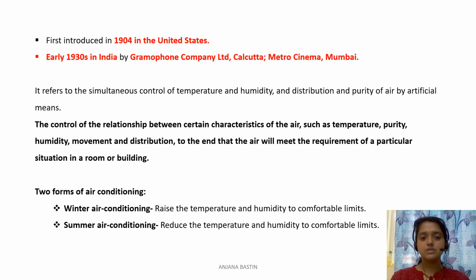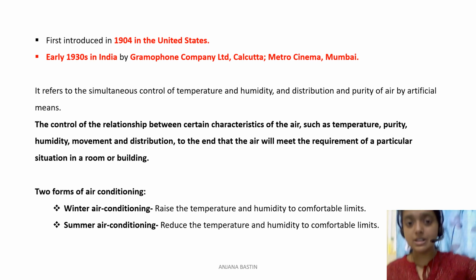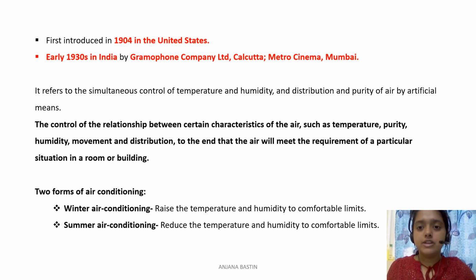Now, air conditioning was first used in 1904 in the United States. In the early 1930s, it was used in India. We have two main establishments which used air conditioning. First was Gramophone Company Limited in Calcutta, and Metro Cinema, Mumbai. So when you control your temperature, humidity, distribution, air purity through artificial means, we call it air conditioning, like how I described.